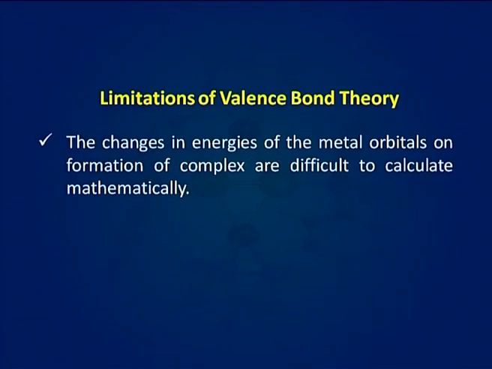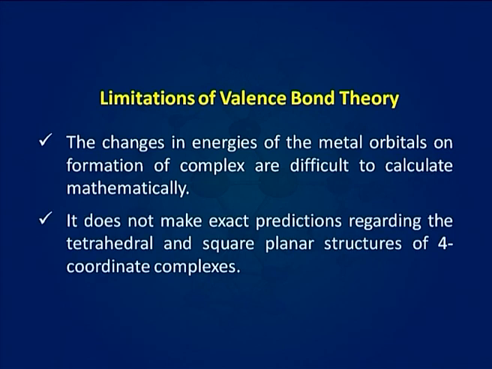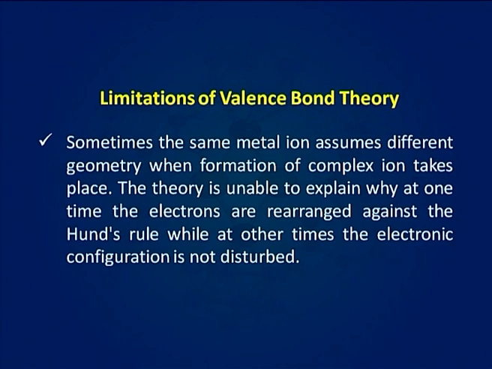The changes in energies of the metal orbitals on the formation of complex are difficult to calculate mathematically by using valence bond theory. It does not make exact predictions regarding the tetrahedral and square planar structures of four coordinated complexes. Sometimes the same metal ion assumes different geometry when formation of complex ion takes place. The theory is unable to explain why at one time the electrons are rearranged against the Hund's rule while at the other times the electronic configuration is not disturbed.